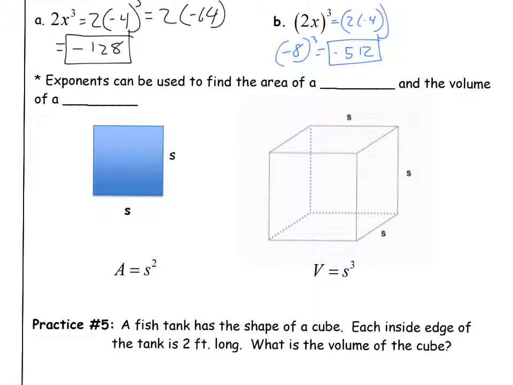Okay, and so a little side note here, exponents can actually be used to find the area of a square, which we'll get to later on in this class, and the volume of a cube. So, for example, the area of a square is just the side times the side, or side squared, and the volume of a cube like this is the side times another side, or the side cubed.